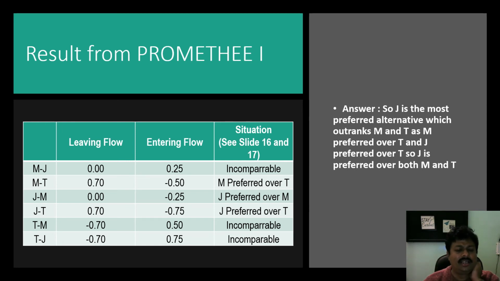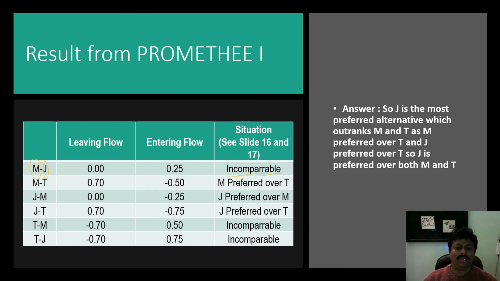You see, in case of M minus J, the leaving flow of the alternative M minus the leaving flow of alternative J, right? And here it is the entering flow of M minus the entering flow of J. Our decision is that this comparison is incomparable. Why?